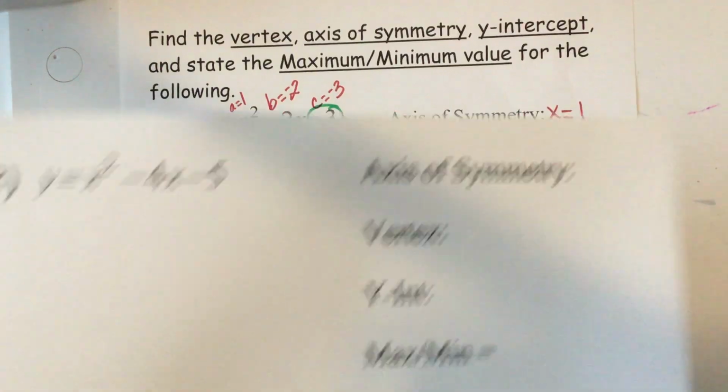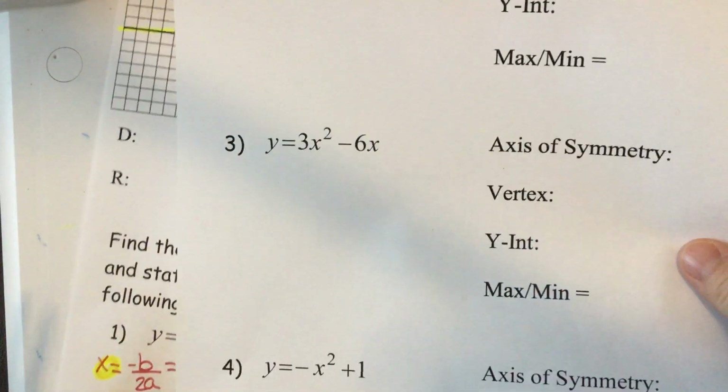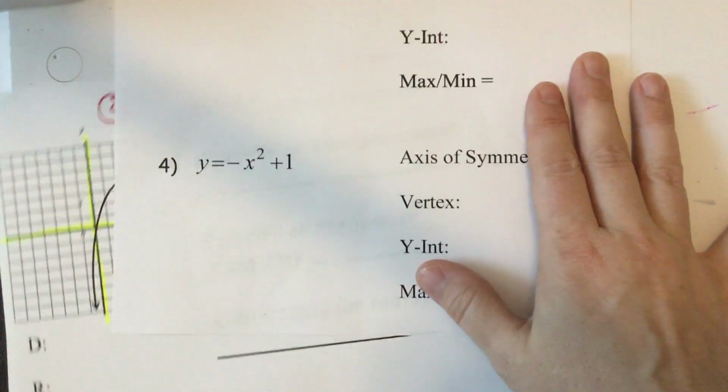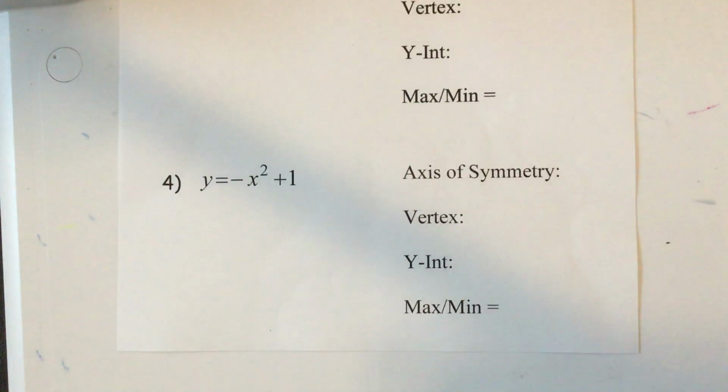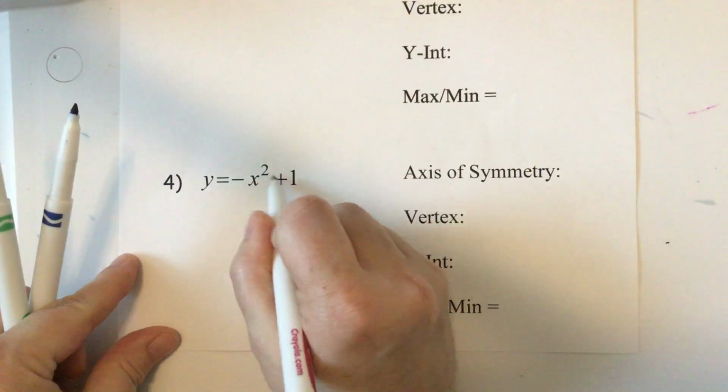All right, so I am going to skip problems 2 and 3, and I'm going to go to number 4. Now this one looks a little bit different. Do you notice why? It's because it's missing the x.